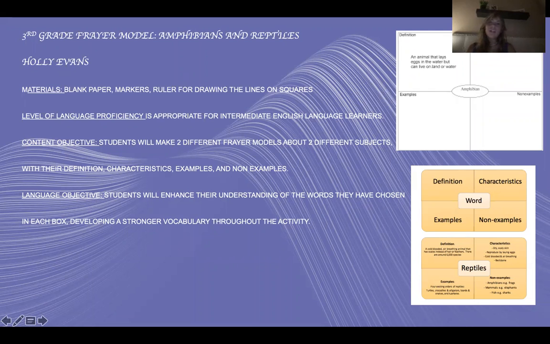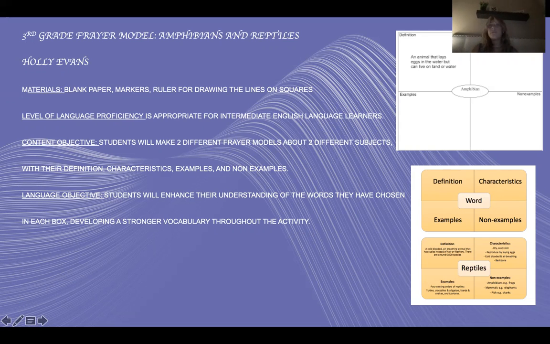Okay, class. So today we're going to be focused on Frayer models. And what a Frayer model is, it's just a square box with four different types of terms in each one about a subject. So you're going to have a definition, a box about the definition of the word, a box about the different characteristics, and then a third box with examples of the subject, and then the fourth box will be non-examples of the subject.